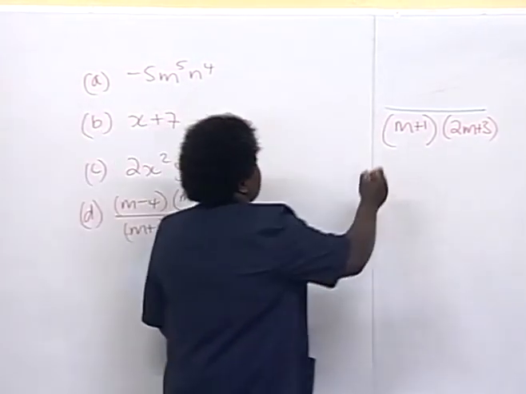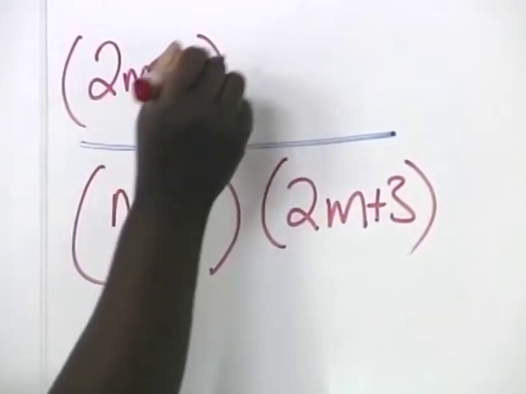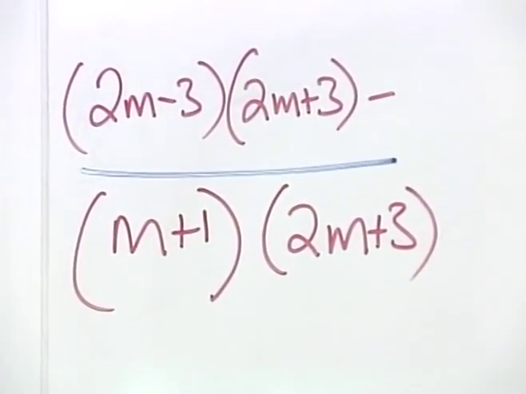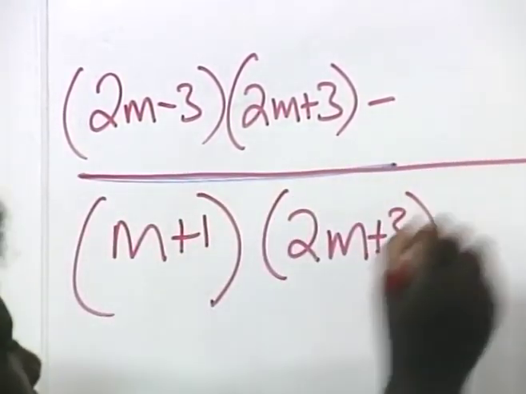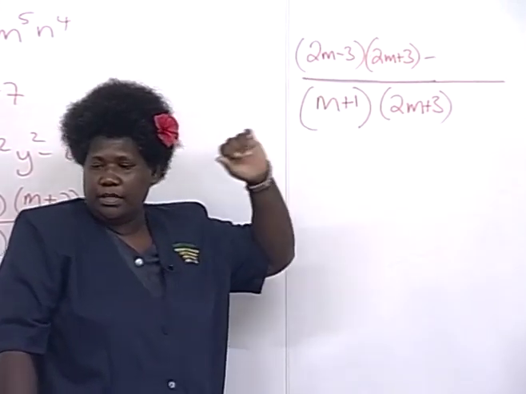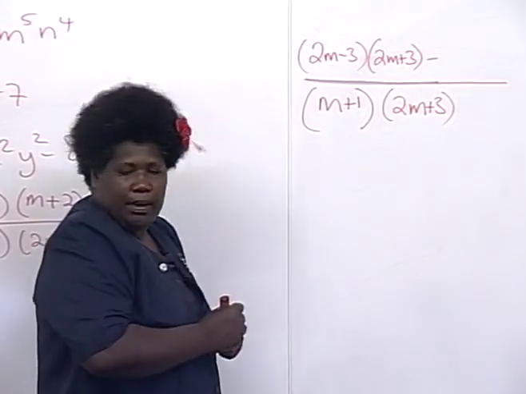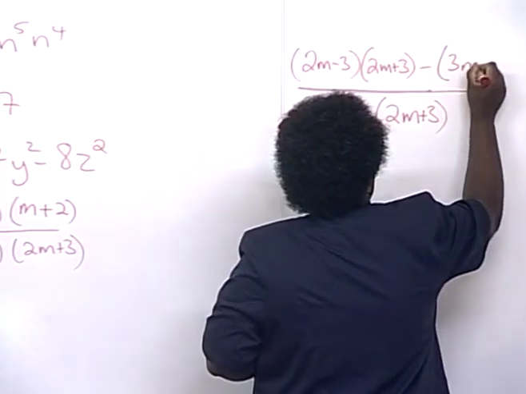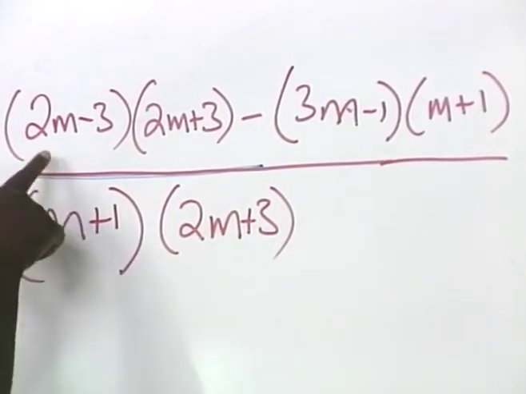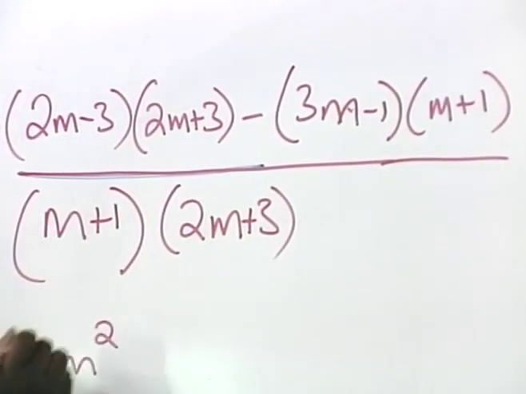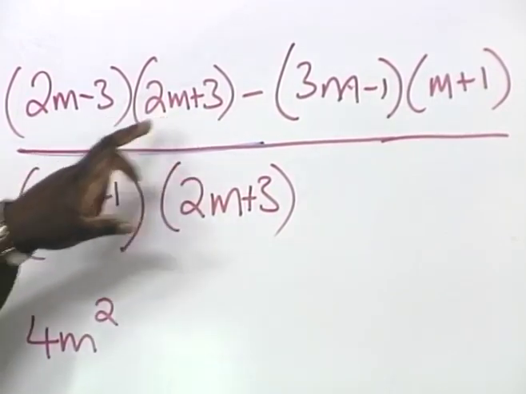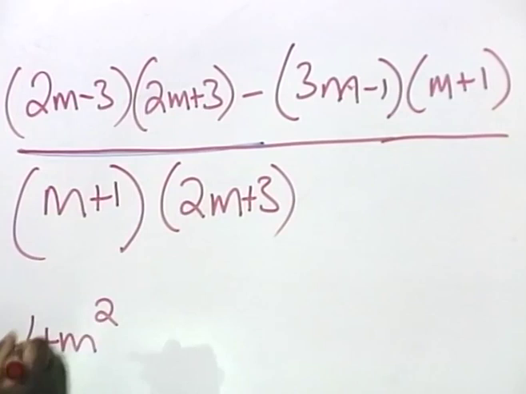And then you multiply 2m plus 3 by 2m minus 3. And then divide again, m plus 1 times 2m plus 3. This time divide by 2m plus 3 because it's the second denominator. You are now left with m plus 1. And you multiply 3m minus 1 by m plus 1. So here we get 4m squared, and then plus 6, minus 6 is 0, and then minus 9.